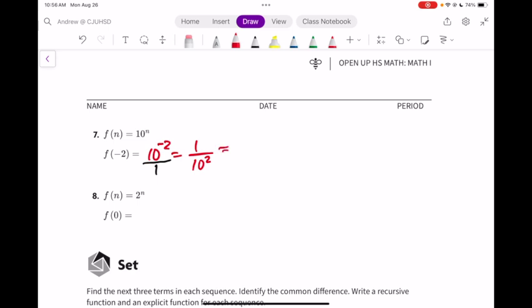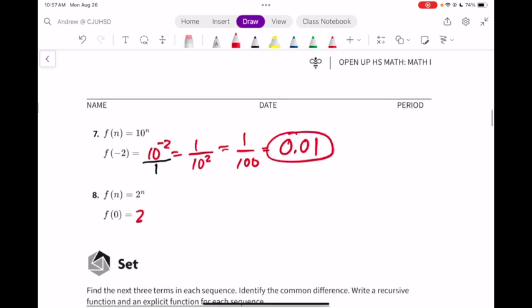So this is 1 out of 100, 10 times 10. Or as a calculator would probably report it to you as 0.01, 1/100th. And 2 to the 0, I think this is the 3rd or 4th time we've seen a number to the 0 power. That is equal to 1.